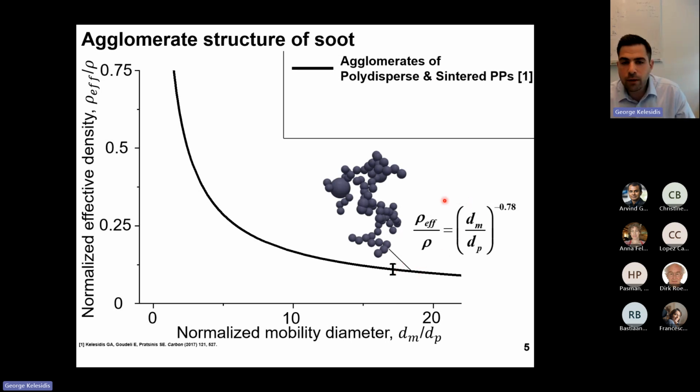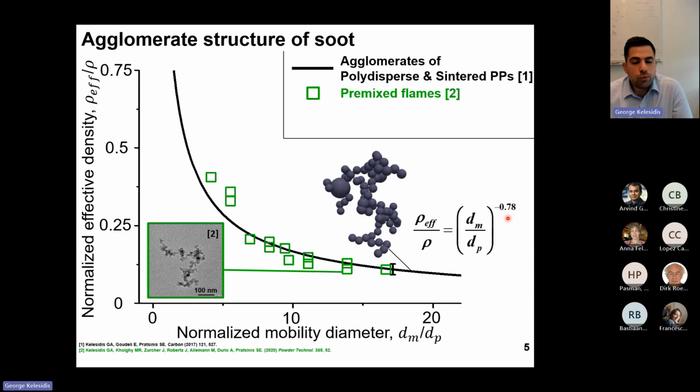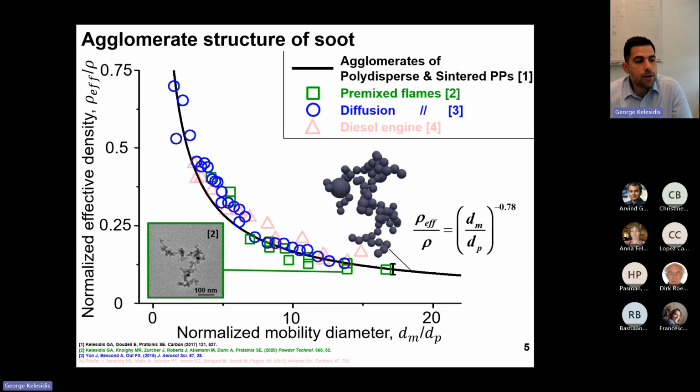And this reduction of the effective density can be described by this simple power law that we derived with our discrete element model. So we compared this power law to experimental data of the soot effective density obtained for soot from premixed flames as well as diffusion flames and even soot coming from real diesel engines. As you can see, this power law over here is in excellent agreement with all experimental data sets that I'm presenting over here. So this good agreement indicates that the morphology of the simulated soot agglomerates that we obtained with this discrete element model is very realistic.